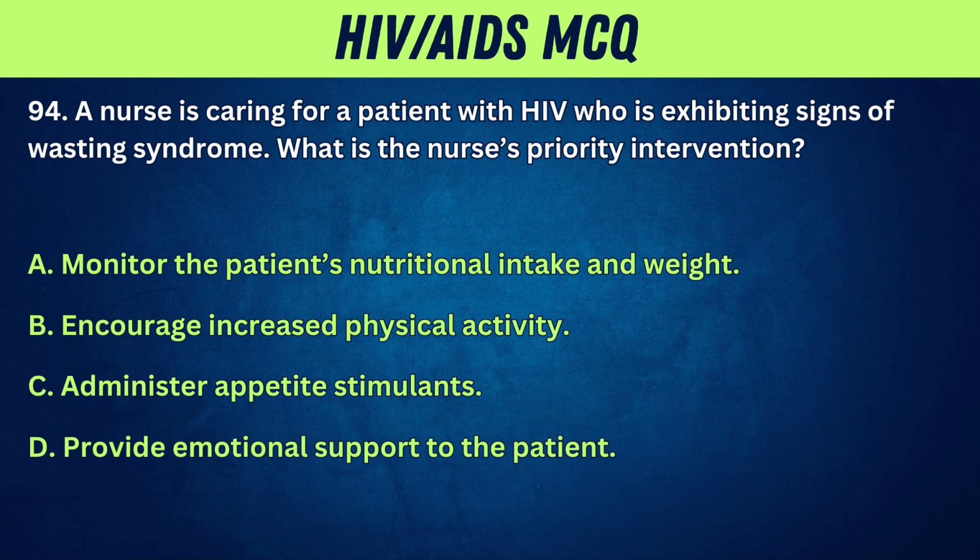94. A nurse is caring for a patient with HIV who is exhibiting signs of wasting syndrome. What is the nurse's priority intervention? A. Monitor the patient's nutritional intake and weight. B. Encourage increased physical activity. C. Administer appetite stimulants. D. Provide emotional support to the patient.